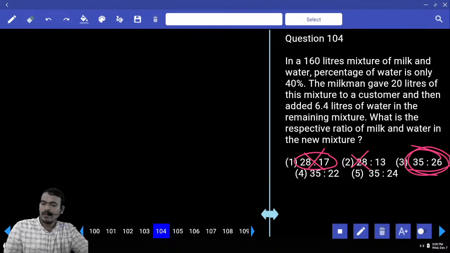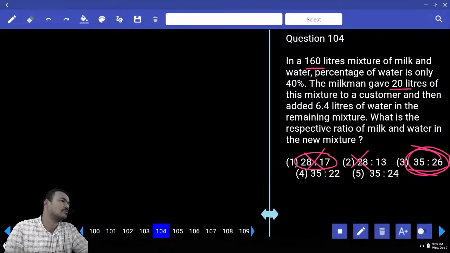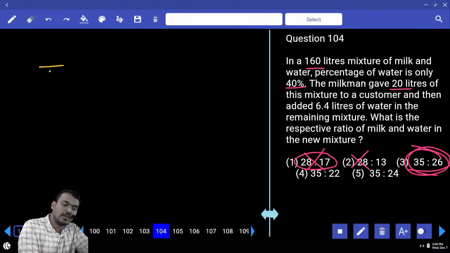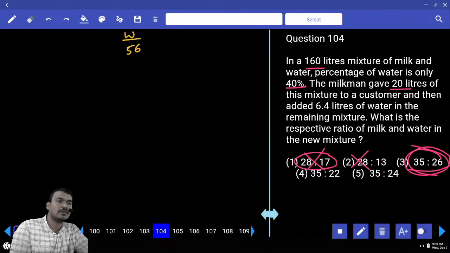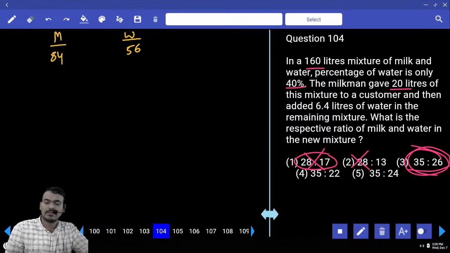Or, out of 160, how many liters are given? 20 liters. What is the remaining? 140. In that, water is how much percent? 40%. What is 40% of 140? 56. Means water is how many liters? 56 liters. Remaining 84 is milk. Again, how many liters of water are added?